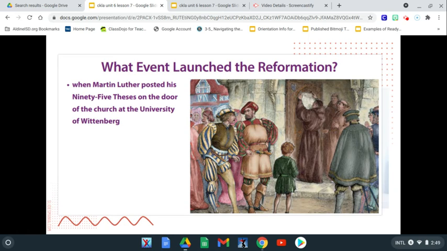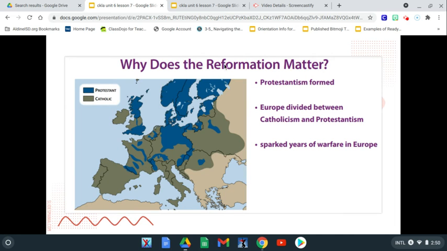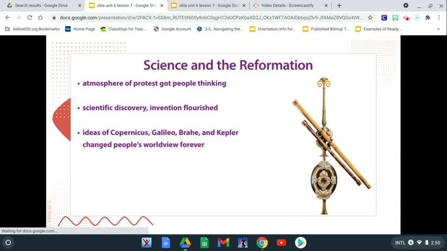Then it's another portion: what event launched the Reformation? So why did this happen? Again, less type and a lot fewer words, and then you have a picture as well. And then, why was Martin Luther so upset? We learned about Martin Luther. Why was he upset? Here you can also have more words, but make sure you have bullet points. That's important as well to separate. And then another picture of his 95 Theses. And then, why does it matter? Again, you have a picture and then your bullet points of information here.